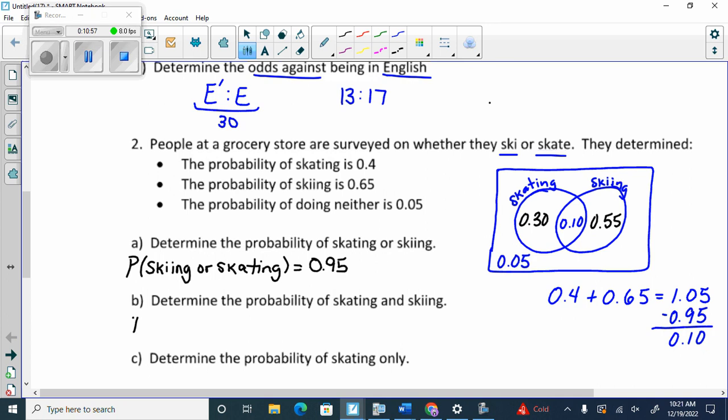Now we need the probability of skating or skiing, or skating and skiing. To be honest, if the question is set up like this, skating and skiing is probably one of the most common questions to ask, because you have to find it. It's not given to you. Or the other one they might ask is probability of skiing only or skating only, because you have to find the "and" first before you can get those. So skating and skiing is 0.10. We have the answer because it's a probability Venn diagram.